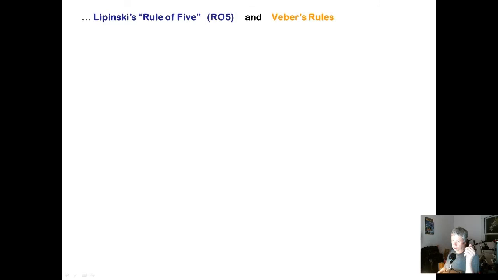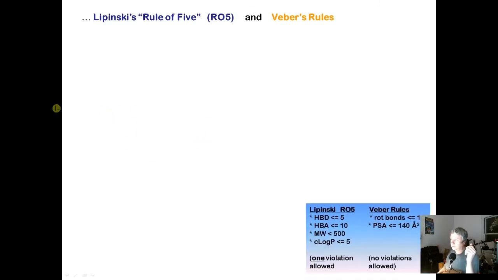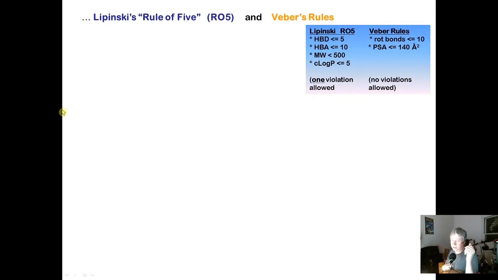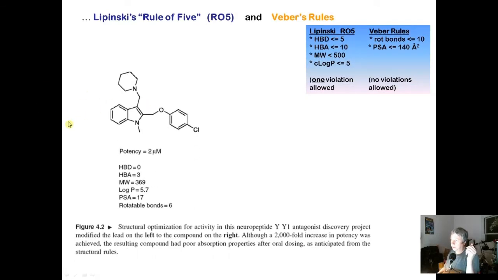All right, so let's show one more example. Here's a little cheat sheet. And this is a neuropeptide Y1 antagonist discovery project. There's going to be two molecules, the left and the right one. What we're going to find is the left molecule is a poorly potent molecule, but not that bad of a drug. And then the opposite will be the case for the right molecule.